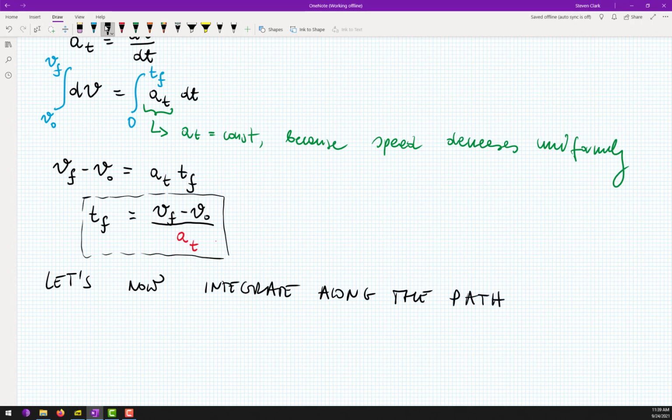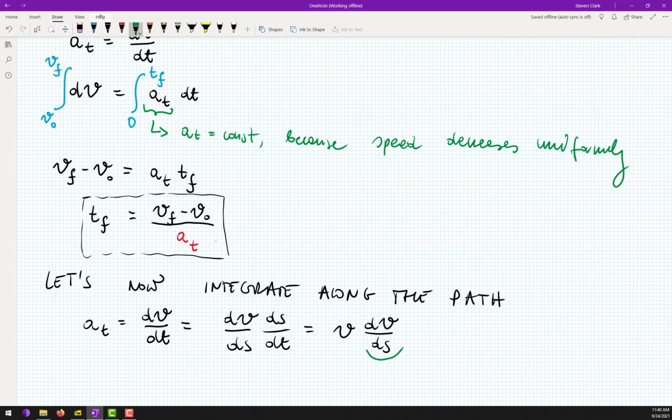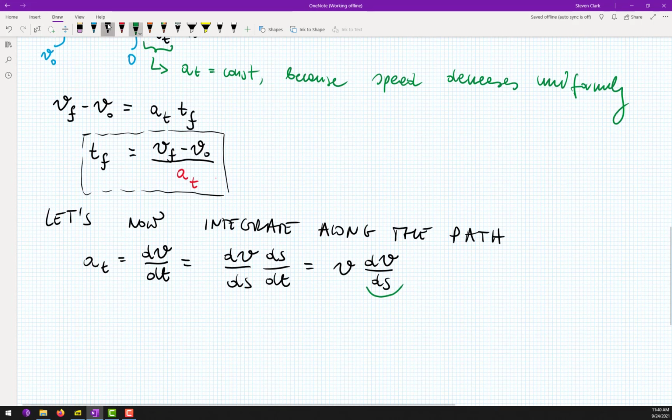What do I mean by that? I'm going to use exactly the same expression as before. at is equal to dv dt, but we're going to do that little trick we did recently. dv dt, and I'm going to put ds in here and ds in here, and we'll end up with v dv ds. Okay, let's integrate right now. Clearly I'm going to integrate along the path. So we will have v dv, and on the other side we have at ds.